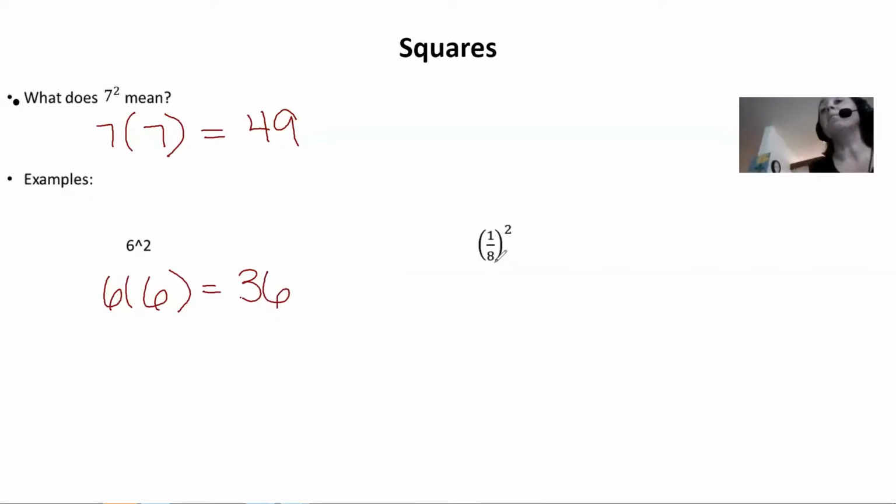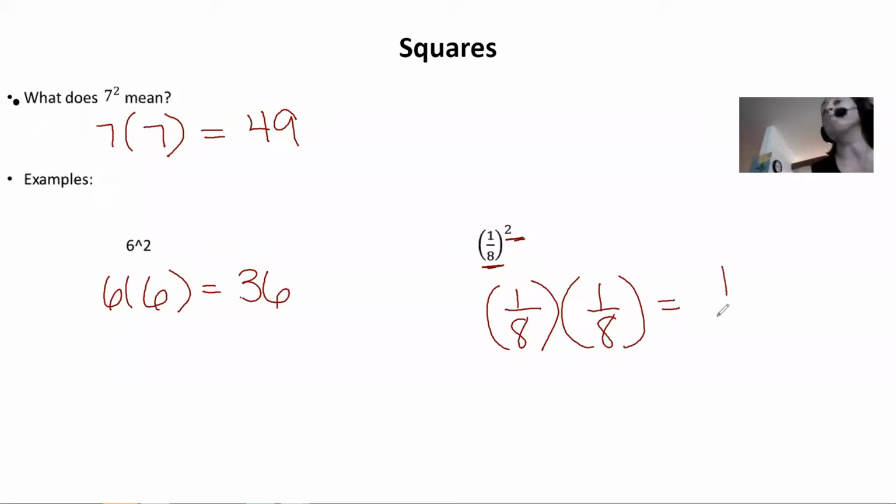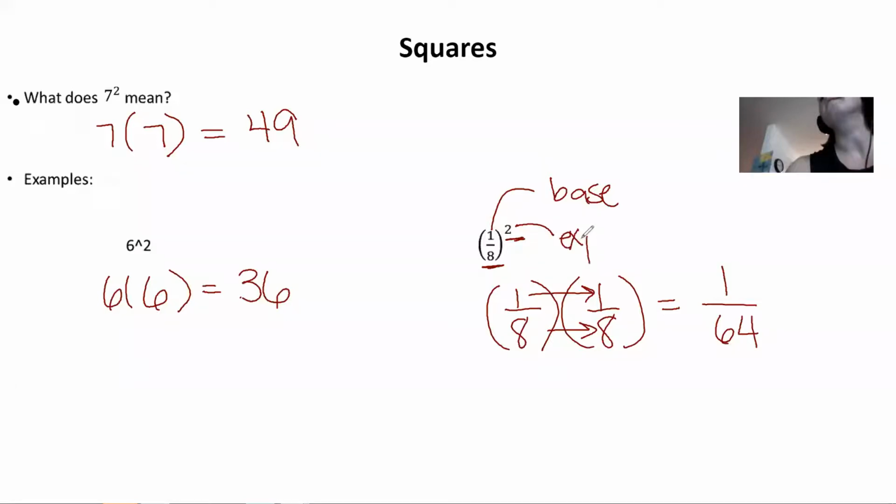1/8 squared means you take 1/8 and multiply it 2 times. So it means 1/8 times 1/8, which equals 1 over 64, because remember with fractions, you multiply straight across the top and straight across the bottom. So the base, when you have squares, tells you what you're multiplying, and the exponent tells you how many times you're multiplying it.